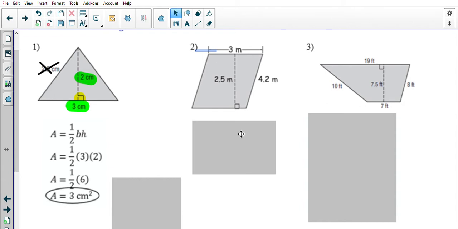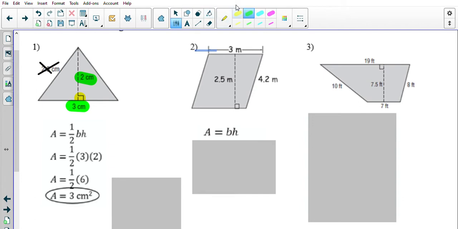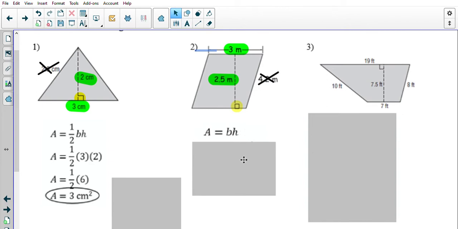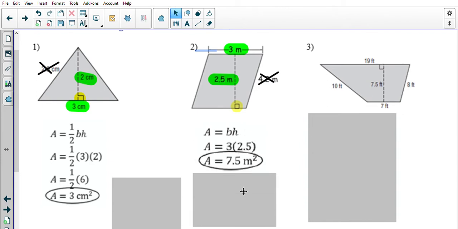Number 2, this is a parallelogram. Identify the shape first, choose the formula you need, which is base times height. Remember, the base and height intersect in a 90-degree angle, which I see right here. So that makes my height 2.5. That's pretty obvious. The base is 3, because even though it's on the top here, the bottom would also be 3 meters. It means I do not need this 4.2. So it's not a bad idea to cross it out if you don't need it. So I'm going to do 3 times 2.5, and again, I'm going through those calculations quickly.